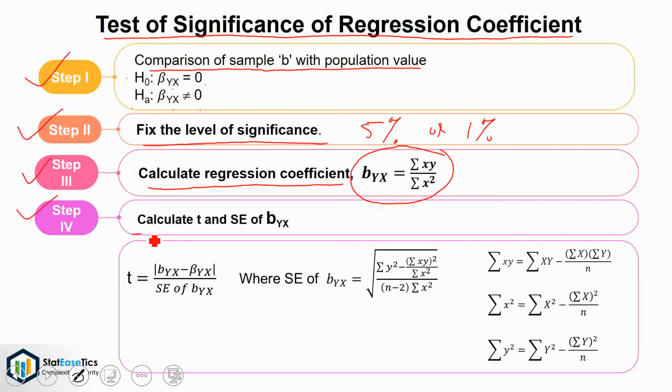Step 4 is to calculate student t and standard error of byx. Using the formula t is equal to modulus of byx minus beta yx divided by standard error of byx, where standard error of byx is equal to root of summation small y square minus summation xy square upon summation x square, divided by n minus 2 into summation x square, where summation small xy, summation small x square and summation small y square can be calculated using the given formula.